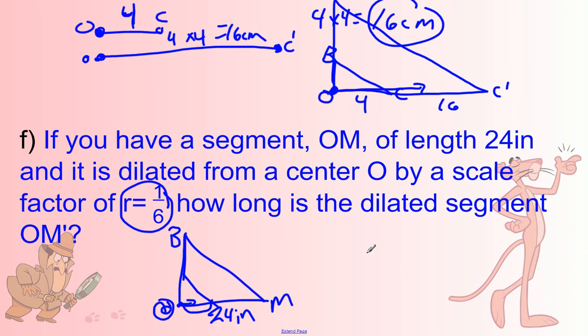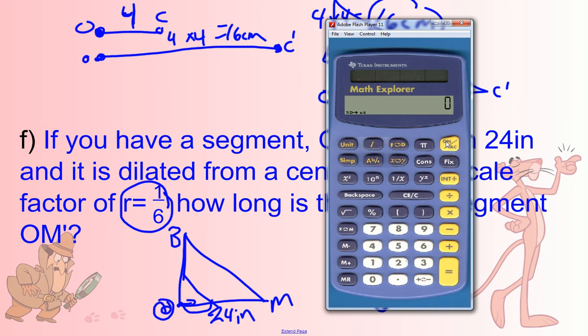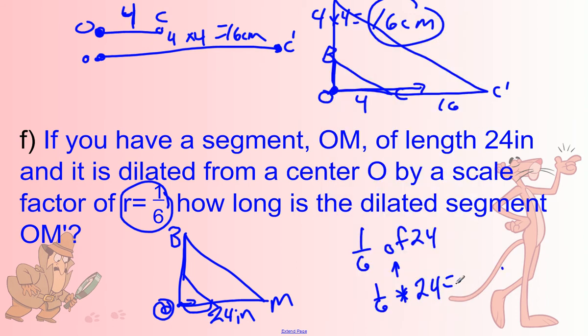Well, if it's 1/6 the size, 1/6 of 24, of in math almost always means multiply. 1/6 times 24, or 24 times 1/6, and fraction of a number gives us 4. Our new segment would be 4 inches long. 4 is 1/6 of 24. Our new segment is 1/6 of the old segment.